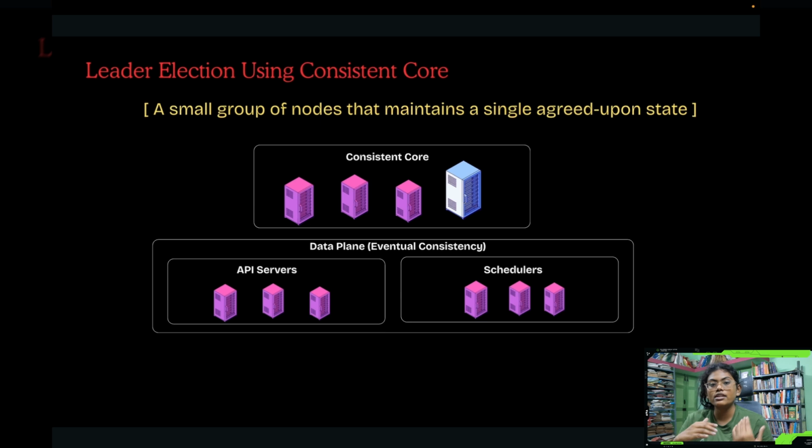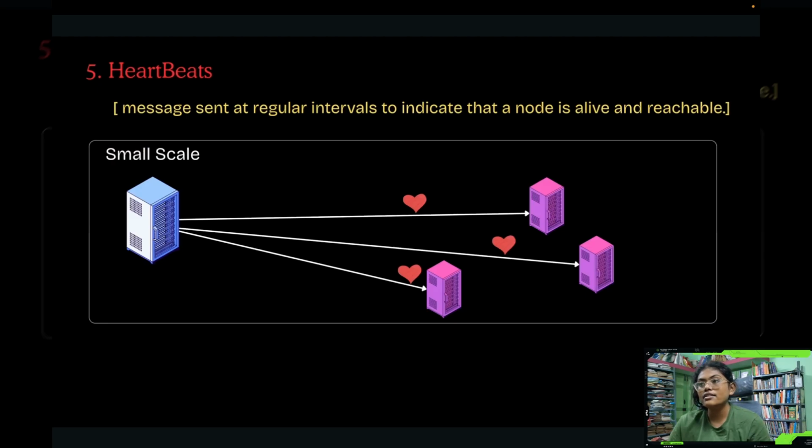After the voting or the leader election is done, that particular state will be extended up to the data plane servers, which could be API servers, schedulers, and everything, and then it will reach the eventual consistency. That's the use of consistent core. And then the fifth concept is heartbeats. These are messages sent at regular intervals to indicate that a node is alive.